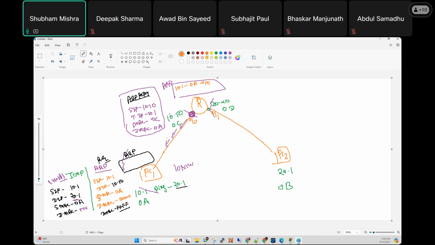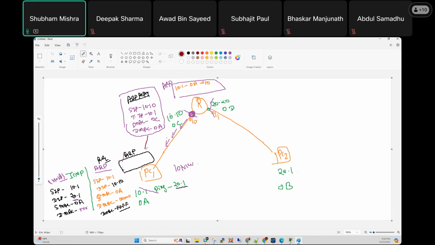Very good. This packet reaches the PC. What will the PC do? Again, the PC will perform listening, learning, and forwarding. Tell me, yes or no? Yes, the PC also performs listening, learning, and forwarding.